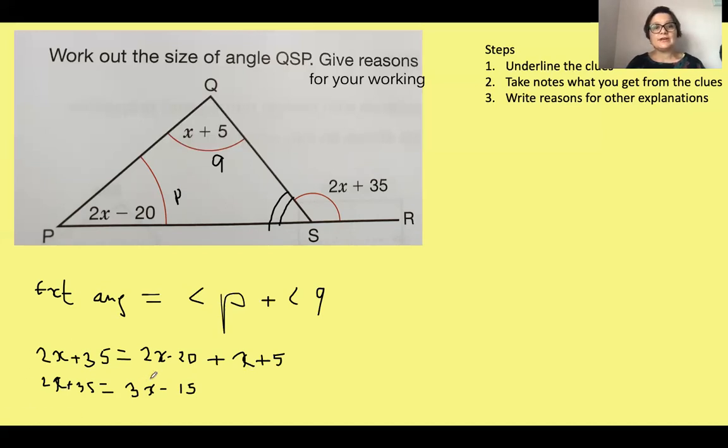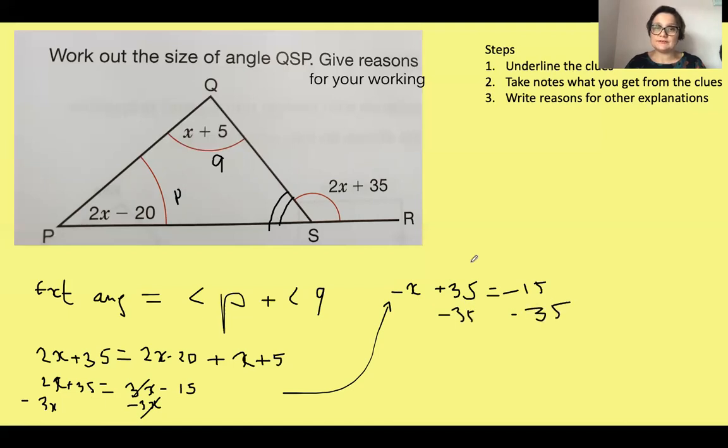So we need to get rid of the 3x here. Minus 3x on both sides. Right, so we're going to have minus x plus 35 equals minus 15. And then let's get rid of the 35 by doing minus 35 on both sides. Always the opposite operation. So we have minus x equals minus 15 minus 35, which is minus 50.